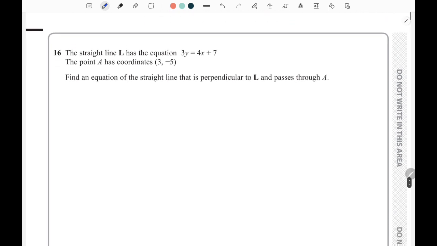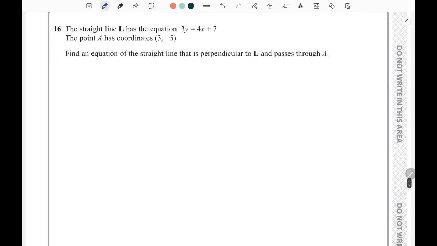Okay, now this one takes a little bit more. So the straight line L has the equation 3y equals 4x plus 7, all right? So we're going to work on that equation in just a moment. The point A has coordinates 3, minus 5, okay? So they want us to find an equation of a straight line that is perpendicular to L and passes through A, all right? So in order to find the perpendicular, we need to find the gradient.